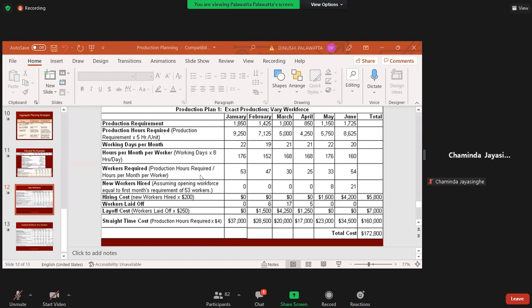You get 25.29, so it's rounded to the nearest integer. Actually, these numbers are also rounded to the nearest integer. So here, you have a certain fraction less than the requirement, fraction of workers less than the requirement. Let's say for May, 5,750 divided by 176. You get 30, so round to the nearest integer.